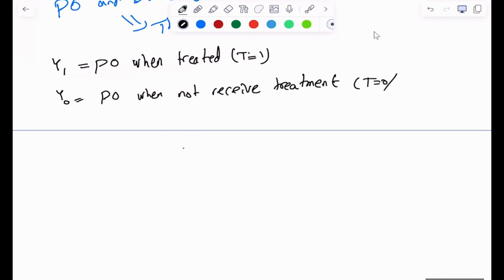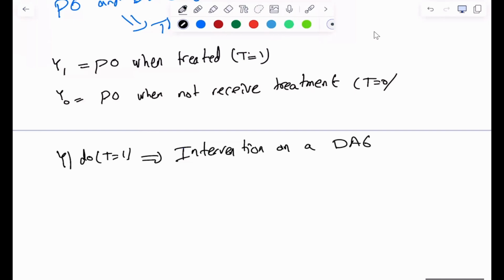All right. And then we talked about do calculus and causal DAG, in the language of do T equal to 1, which means that you go ahead and remove the edges that go into the treatment or intervention variable. Remove the edge that's going from any variable to this variable. So we talked about this. It's called intervention on a DAG.